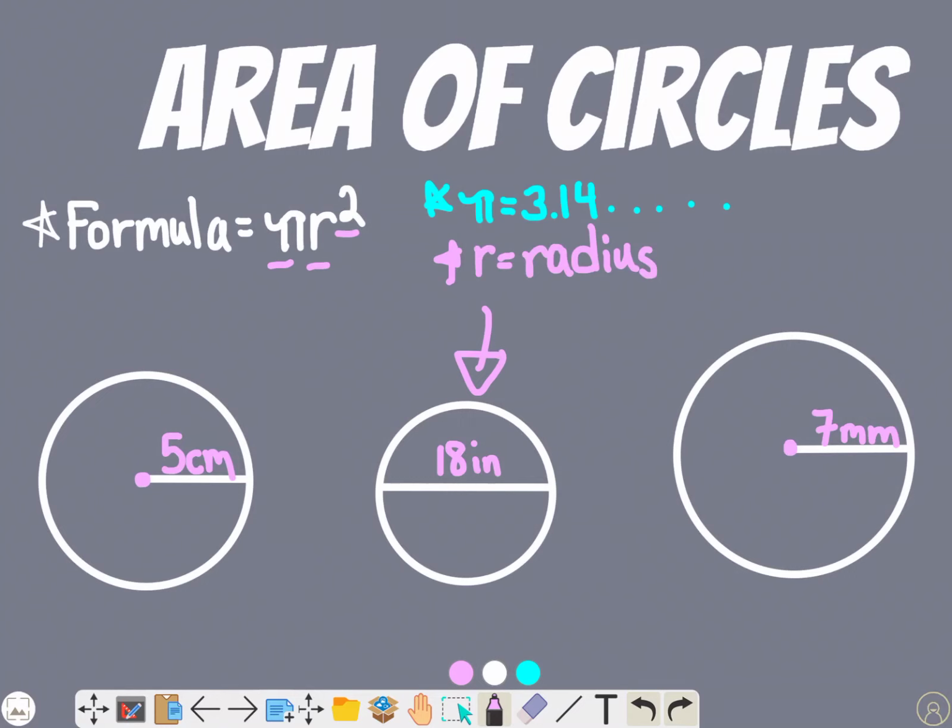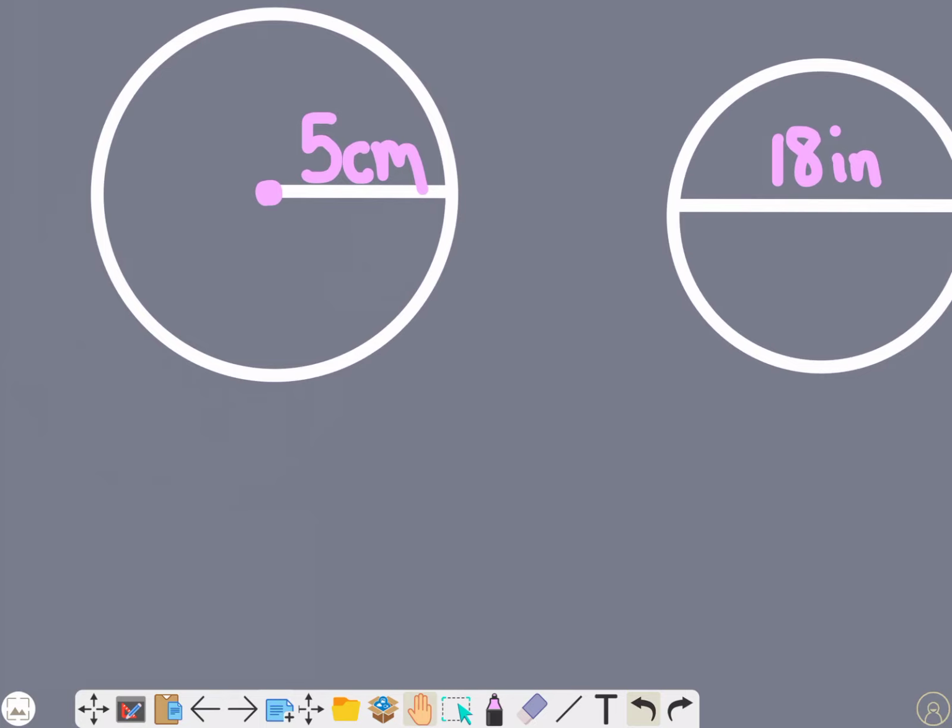So that's how they're going to try to trip you up, especially on problems. So we're going to work through one of those for number 2. For number 1, we just need to follow the formula of pi r squared. So let's get into it. We have the first problem where we have a circle with a radius of 5 centimeters. We need to write down pi r squared.